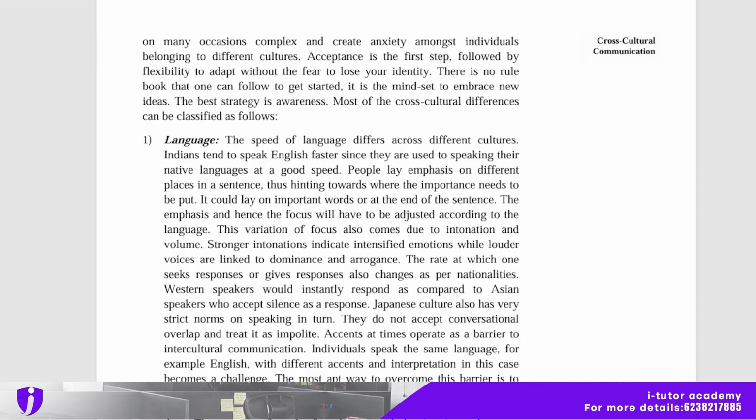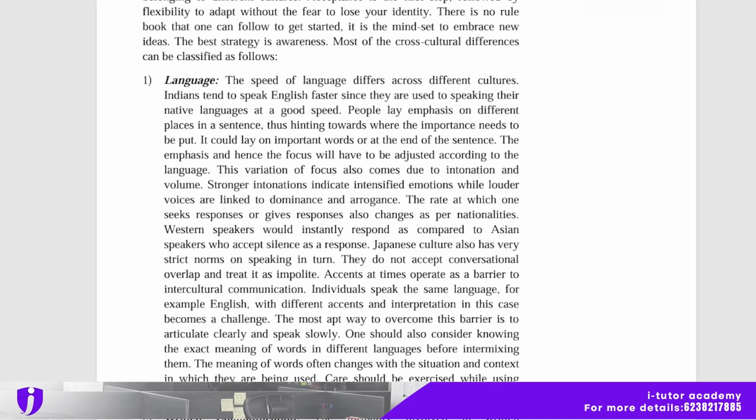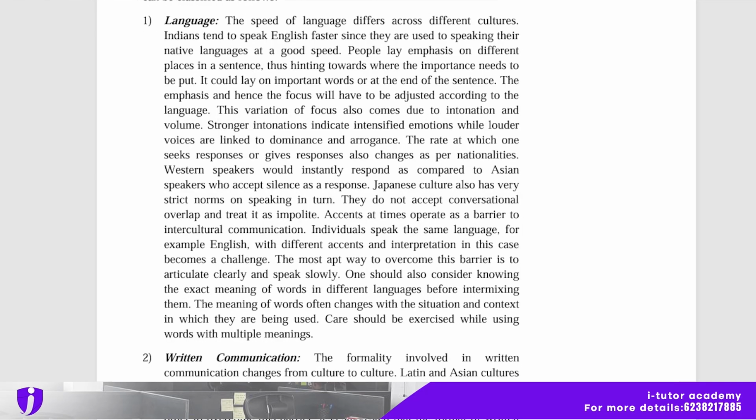People lay emphasis on different places in a sentence, thus hinting towards where the importance needs to be put. It could lie on important words or at the end of the sentence. The emphasis, and hence the focus, will have to adjust according to the language. This variation of focus also comes due to intonation and volume. Stronger intonation indicates intensified emotions, while a louder voice is linked to dominance and arrogance.